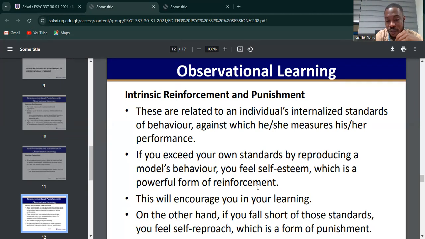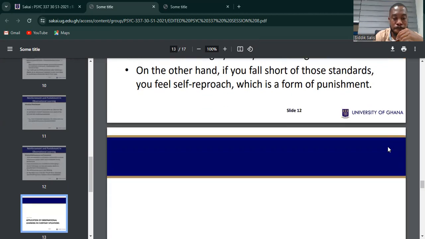On the other hand, if you fall short of those standards, you feel self-reproach, which is a form of punishment. So when you feel down, you understand? So this one is intrinsic reinforcement or punishment. Okay.